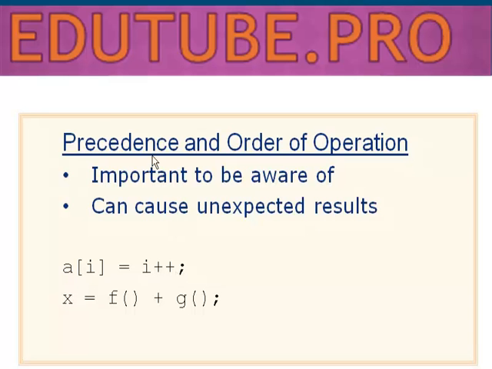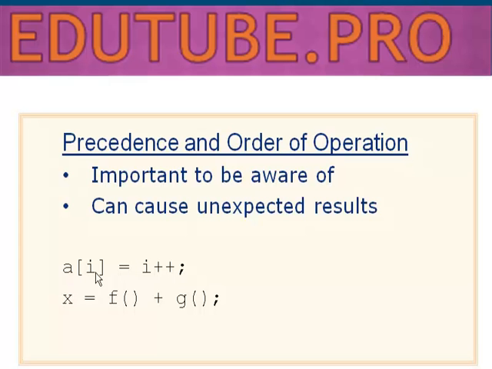Well, here's where precedence and order of operation gets us. Which I are we going to use in here? I before it is incremented, or I after it is incremented with the plus plus, the post increment operator? Well, this is not specified by the C programming language. It is up to your compiler and how your compiler works with your particular computer to decide on the best way to do this.